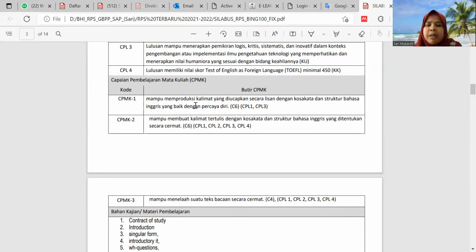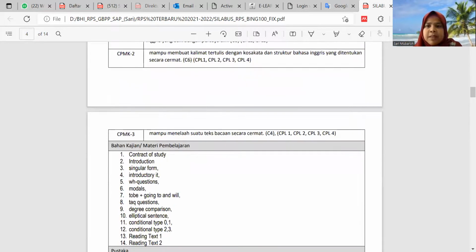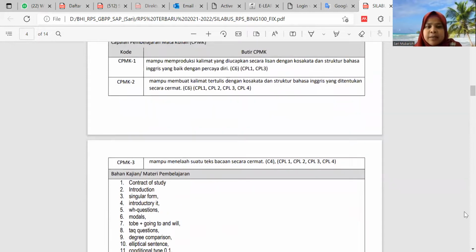Okay, CPMK 1 belongs to the productive skill, and CPMK 2 belongs to the receptive skill. Oh, there will be one more, CPMK 3, mampu menelaah suatu teks bacaan secara cermat. So, from these 3 CPMK, it includes 4 skills: speaking, reading, listening, and writing.